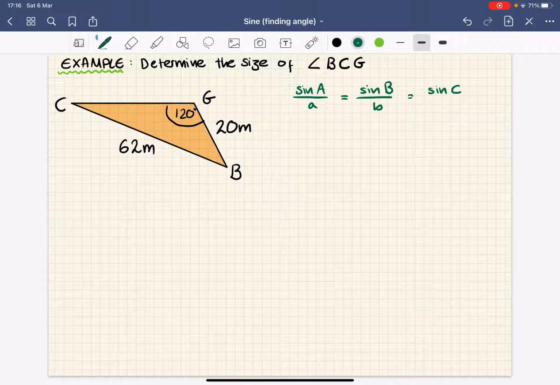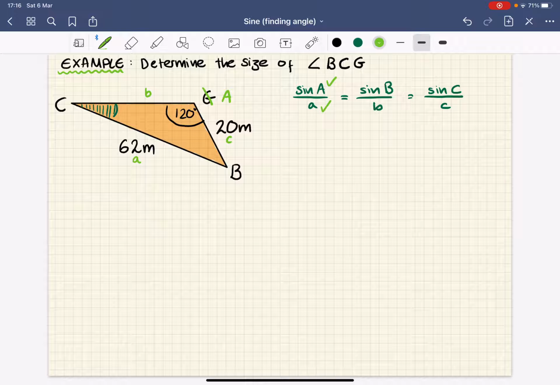So what I am going to do, first I'm going to identify what angle it is I'm wanting to find. So BCG, so that's going to be this angle here because C is in the middle. And then I'm just going to quickly swap that G into an A so it just matches my formula. Then labeling the opposite sides, that's my lowercase a, lowercase b and my lowercase c. So I know my angle A, my side a is 62.